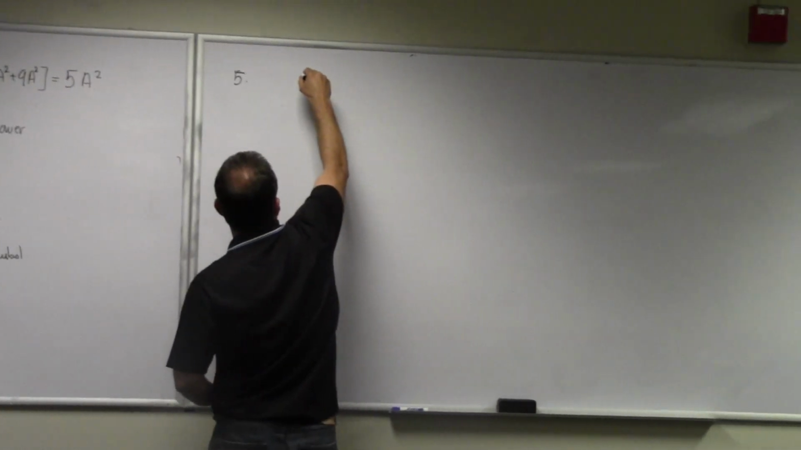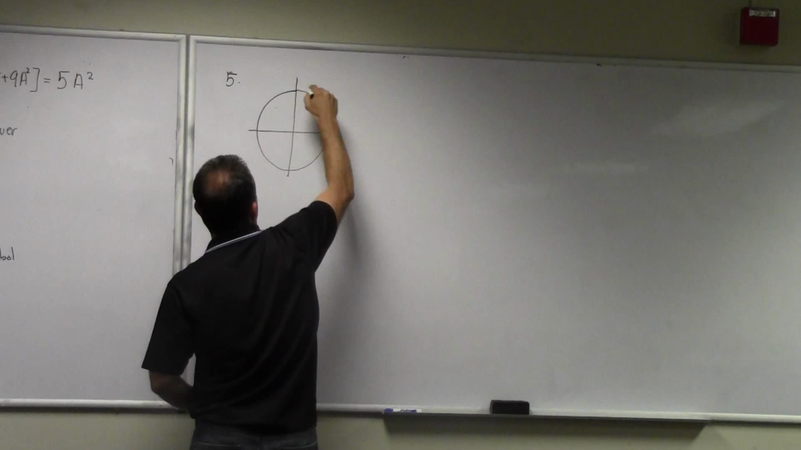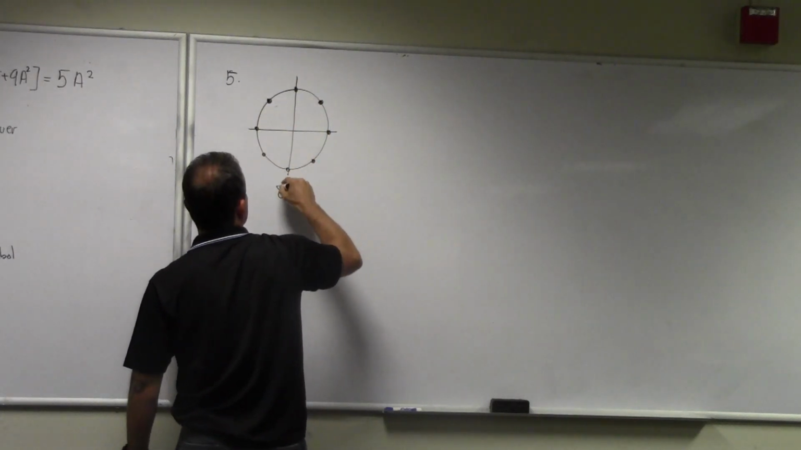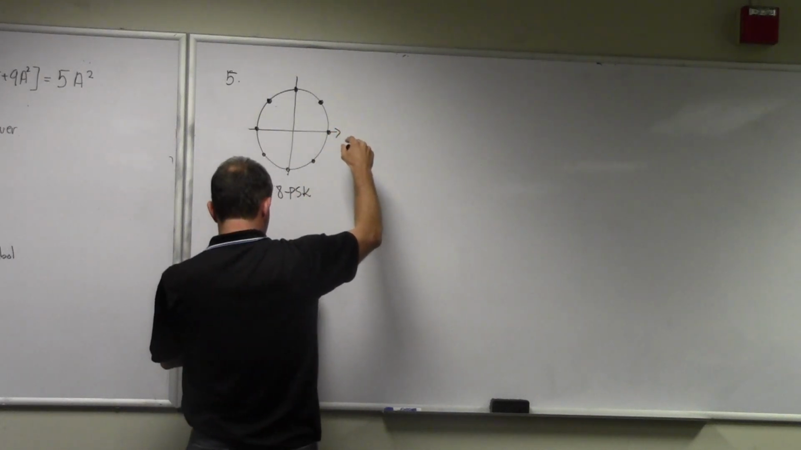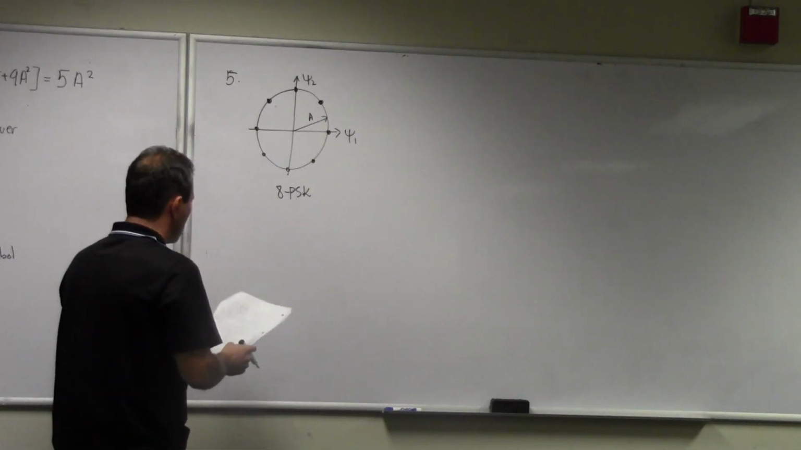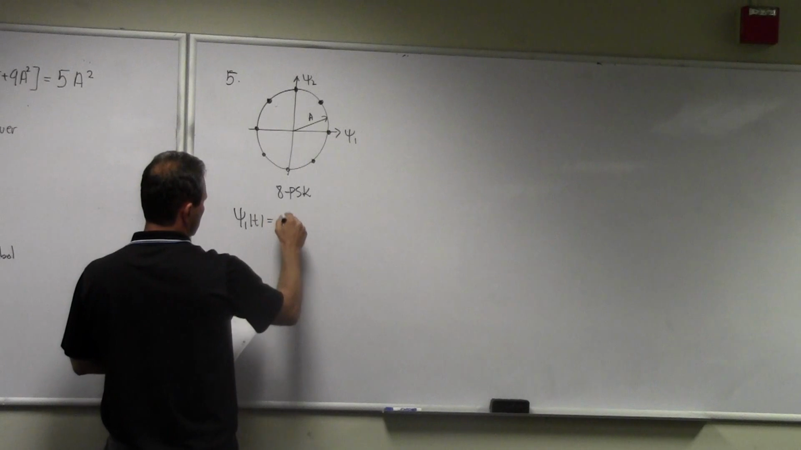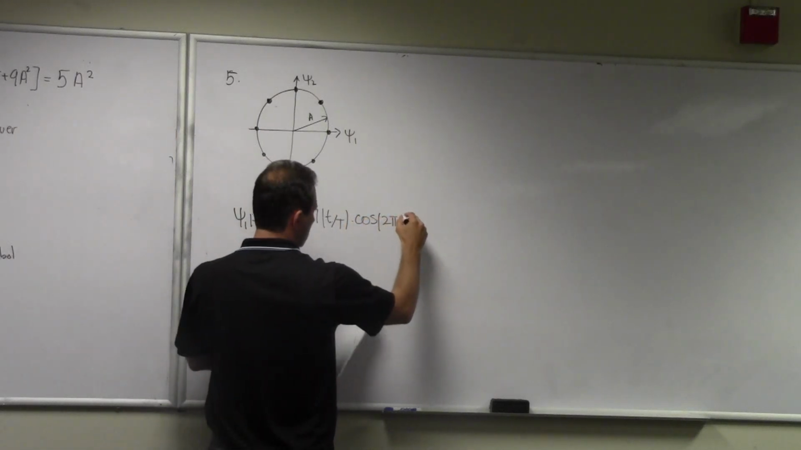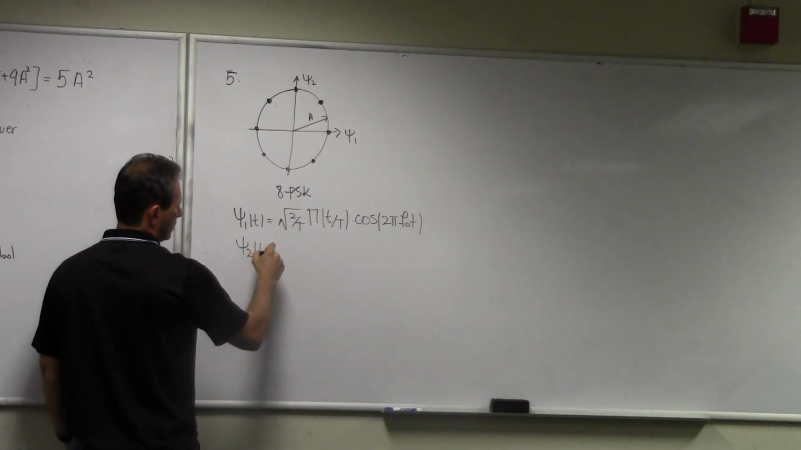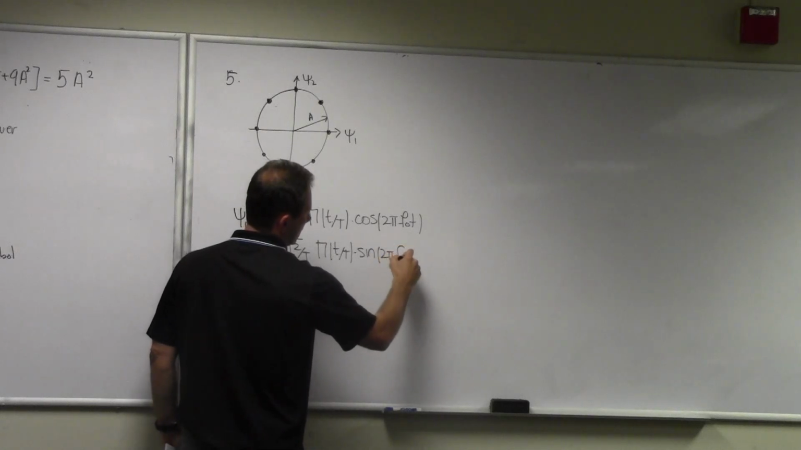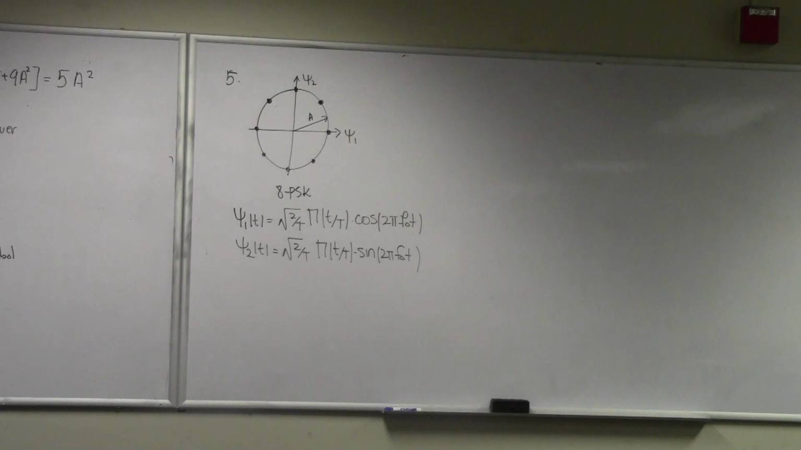It says consider 8 PSK modulation. So how does 8 PSK look? You have 8 symbols. It consists of a QPSK and a pi over 4 shifted QPSK. So this is 8 PSK. This is psi 1, and this is psi 2. And this distance here, I call it a. This psi 1 of t is square root of 2 over T times cosine 2 pi f0 t. So those are your basis vectors. Psi 2 of t is square root of 2 over T times sine 2 pi f0 t. So those are your two basis vectors. Obviously here we're talking about bandpass modulation because we're operating on a carrier of frequency f0.